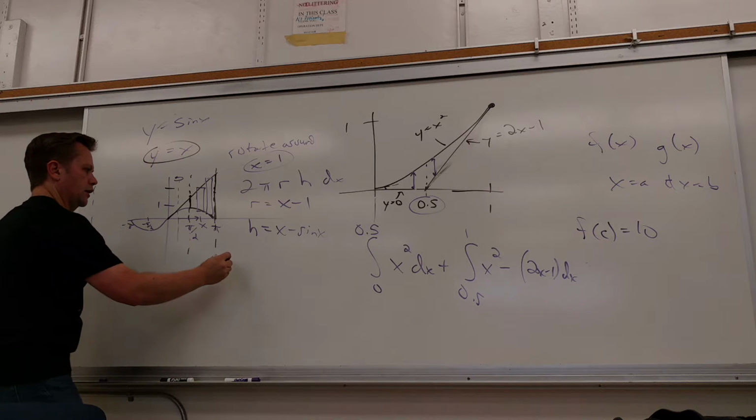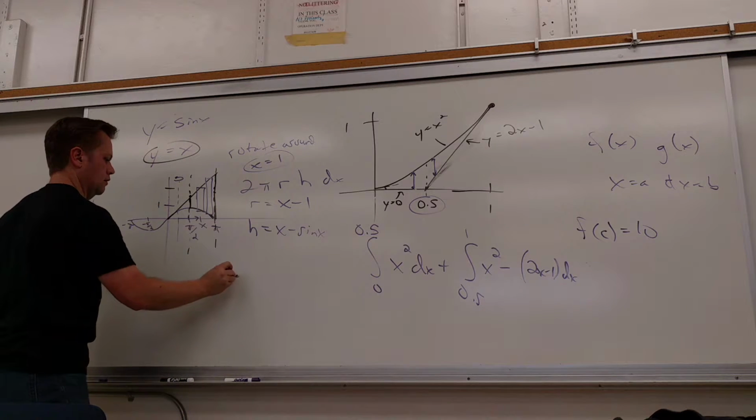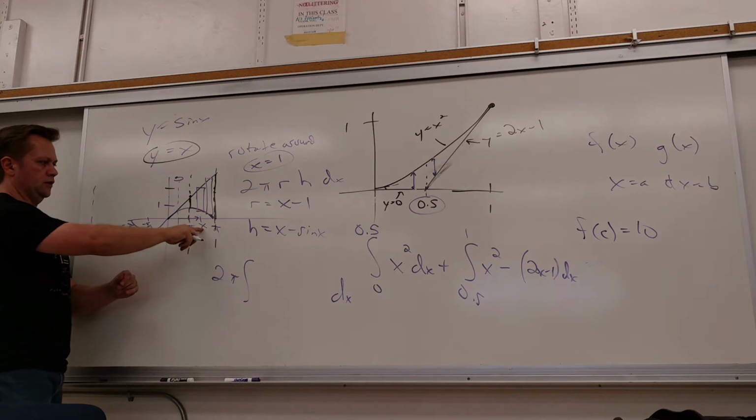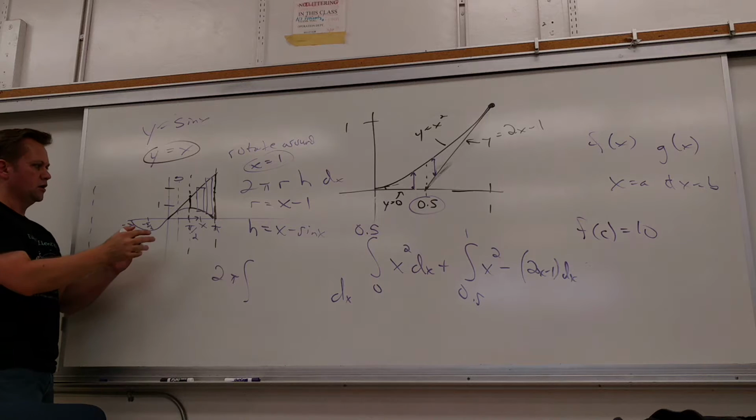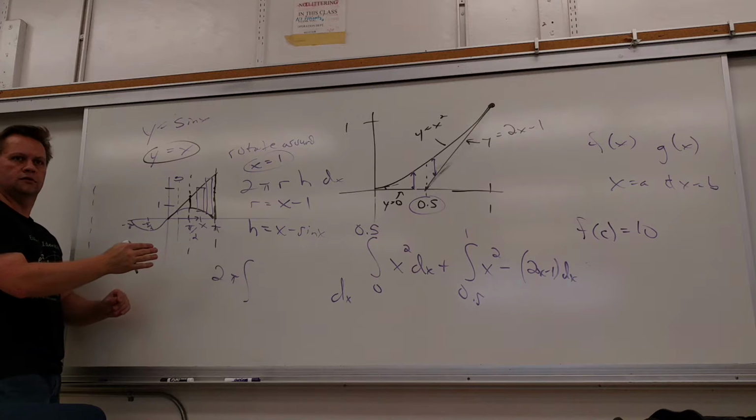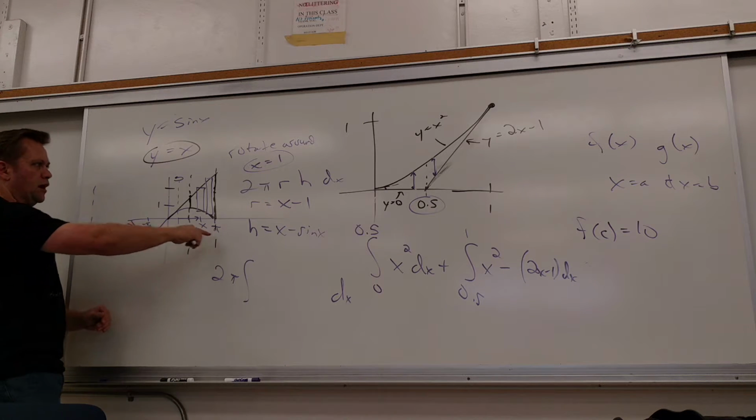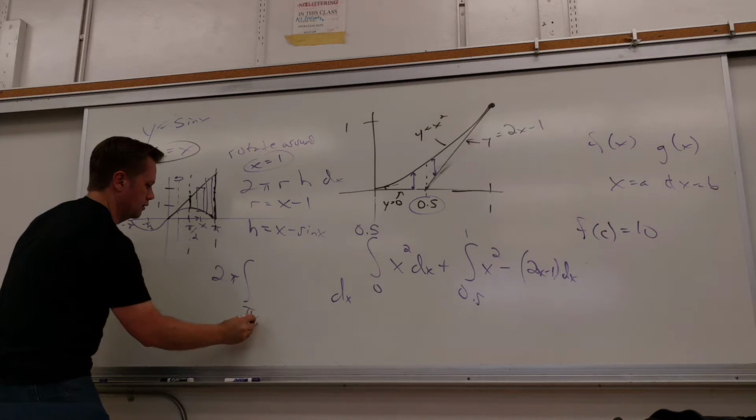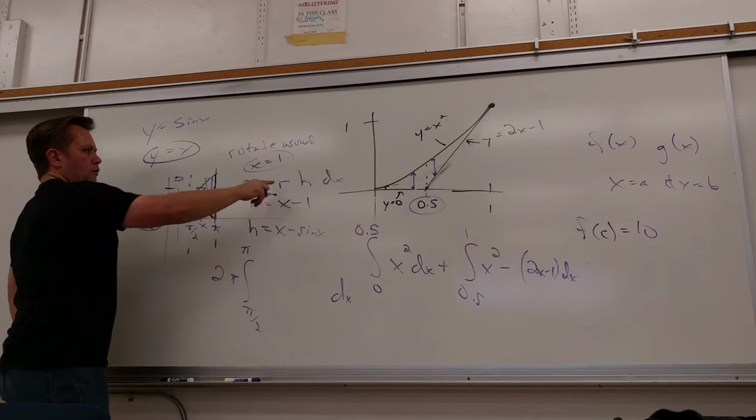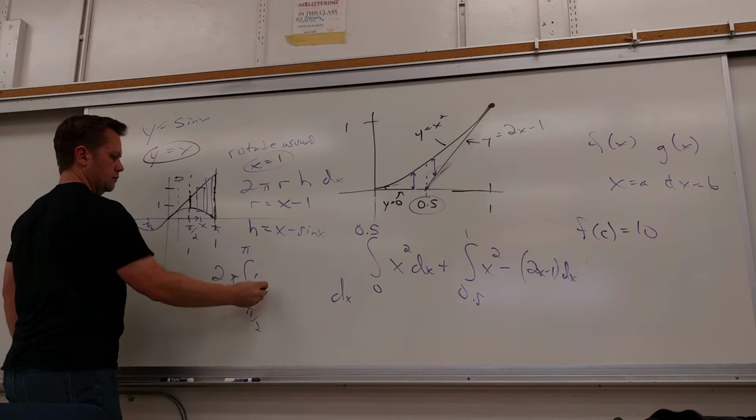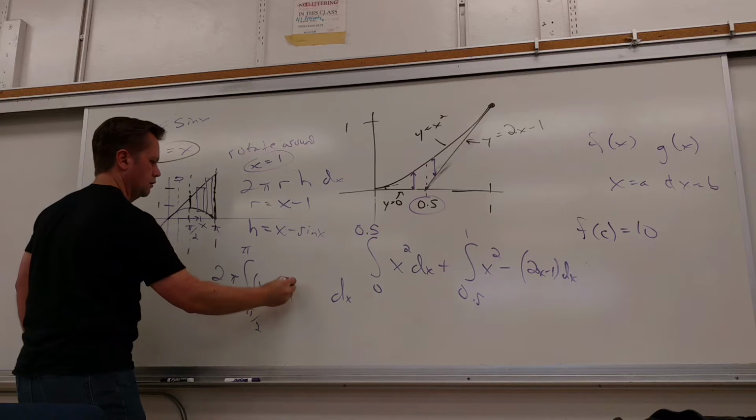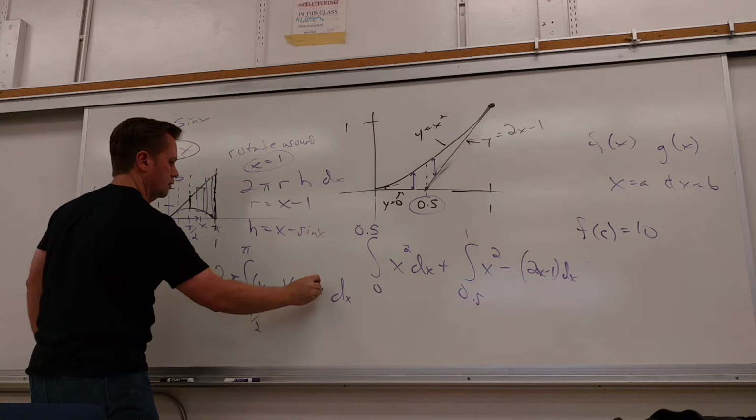So how do I put this all together? I get 2 pi integral. I know it's going to be dx, right? Everything's on the x-axis where my rectangles are. So it's from what to what? From pi over 2 to pi. I knew that from the beginning, right? Pi over 2 to pi. Radius, x minus 1. Height, x minus sine x.